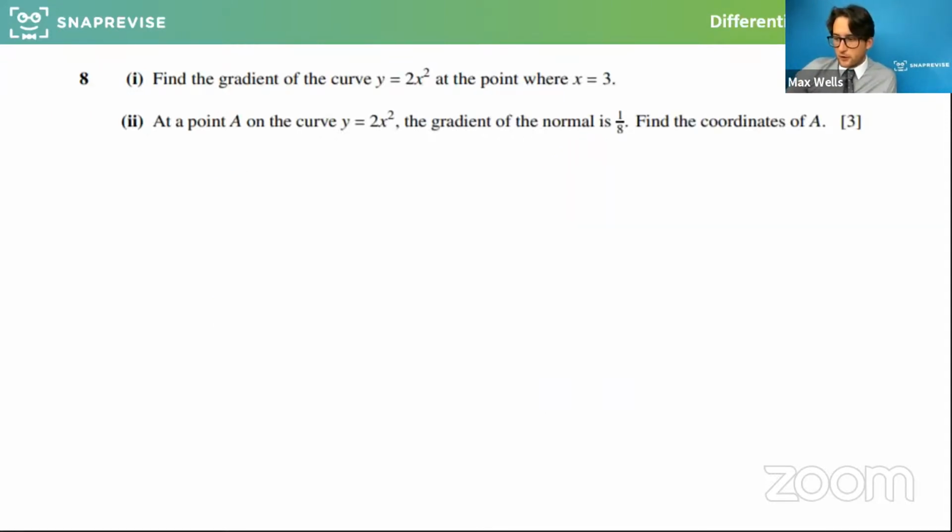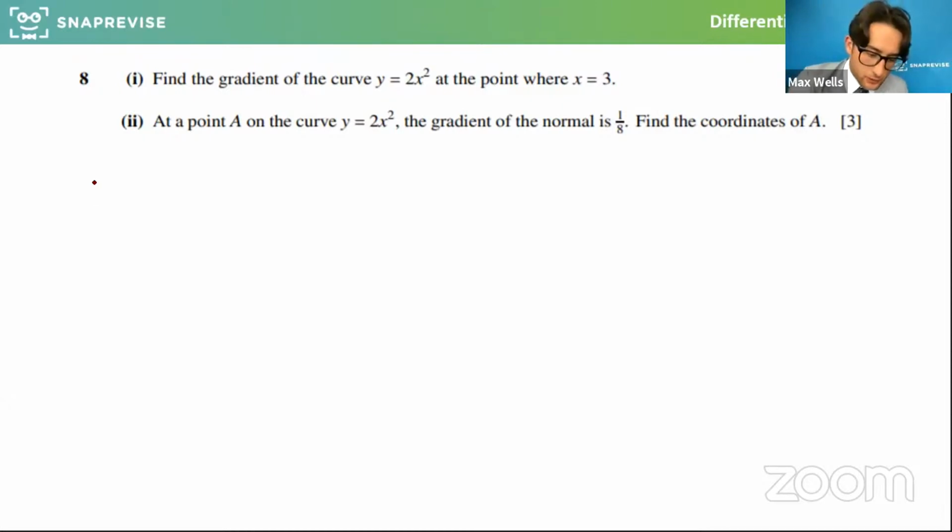So find the gradient. Here is a typical exam question where we would use differentiation. So find the gradient of the curve y equals 2x squared at the point where x equals 3. So this is what differentiation's for. Like, this is why we do it. So we're going to have a little look.